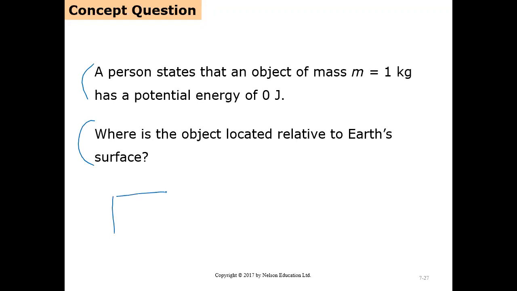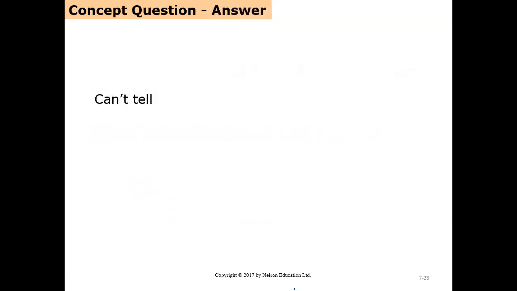Suppose the object is here. He is saying the potential energy is 0 because he put y equal to 0 where the object is. So we have no way of knowing where the location is. Maybe the object was on the ground, so he put y equal to 0 on the ground. We have no way of knowing actually where it is. So the answer is can't tell.